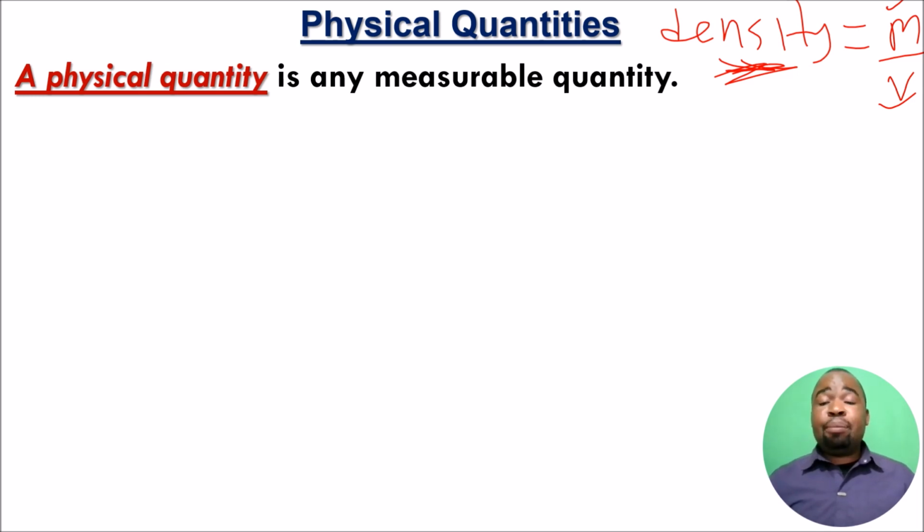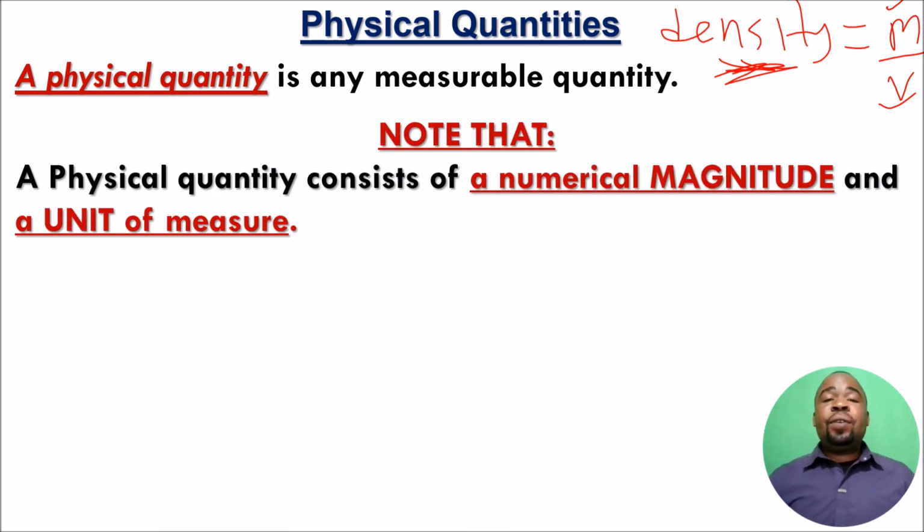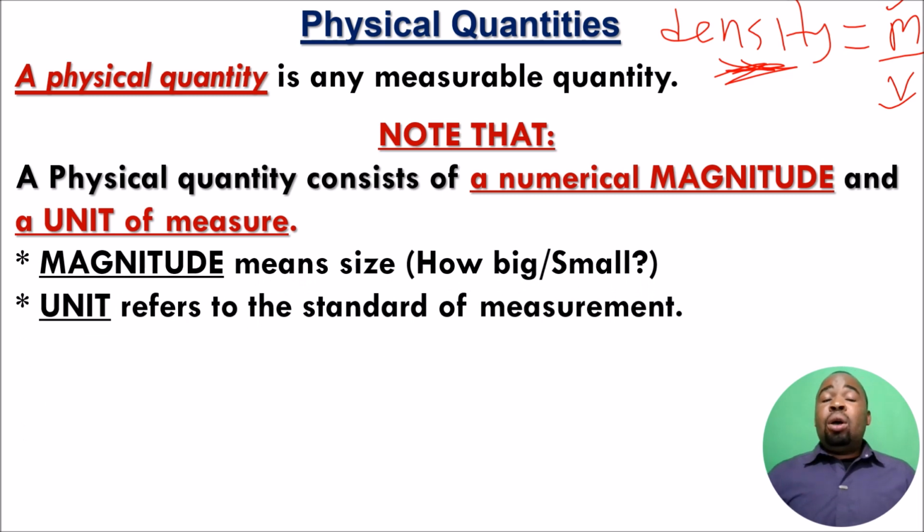Let's describe a physical quantity. A physical quantity is described using two things. Number one, a numerical magnitude, which is a number, and a unit of measure, which is a symbol representing a standard of measure. What do we mean by a numerical magnitude and a unit of measure? Magnitude refers to size, how big or how small. Unit of measure refers to the standard of measurement.